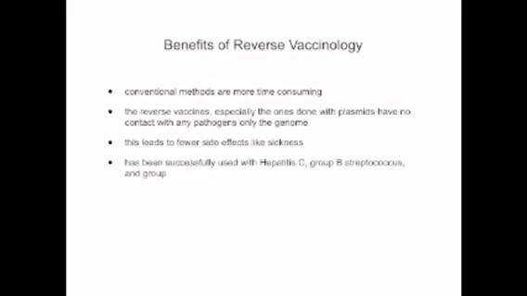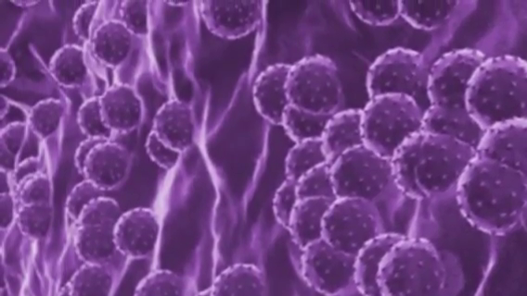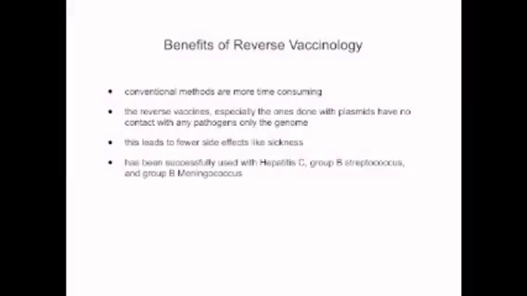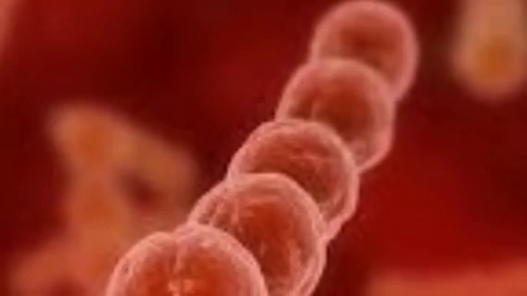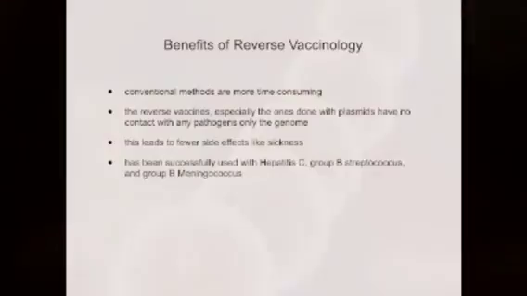Benefits of reverse vaccinology: the conventional methods are more time-consuming than making a reverse vaccine. The reverse vaccines, especially the ones done with plasmids, have no contact with any pathogens, only the genome. This leads to fewer side effects like sickness. These techniques have been successfully used with hepatitis C, group B streptococcus, and group A meningococcus.